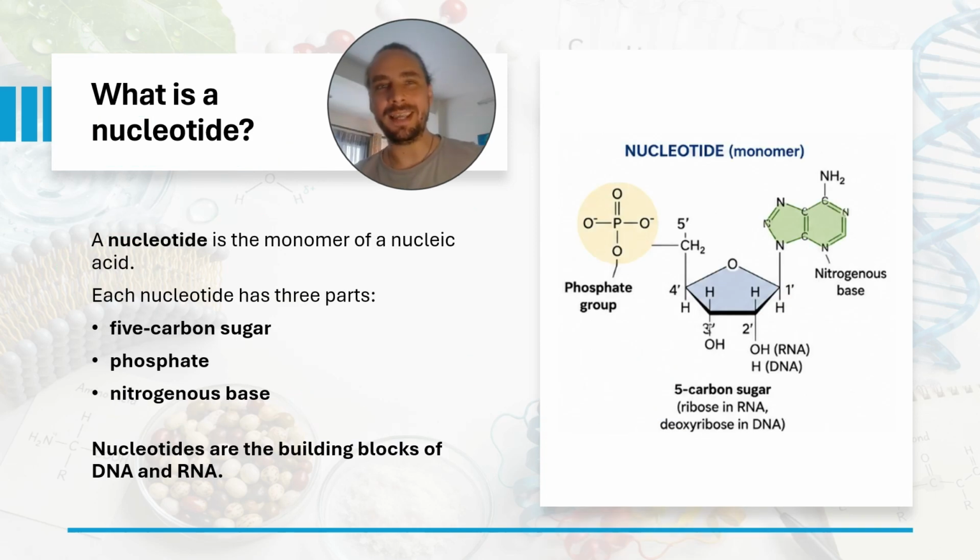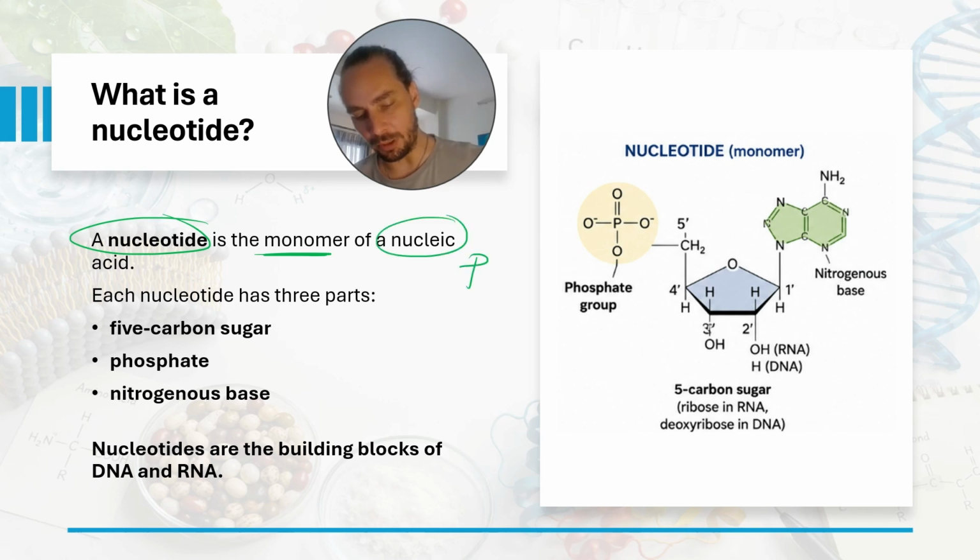Now, what is a nucleotide? A nucleotide is the monomer of a nucleic acid. So a nucleic acid is the polymer, and a nucleotide is the monomer, the single smallest building block of this biological macromolecule. Now, it has three main parts.